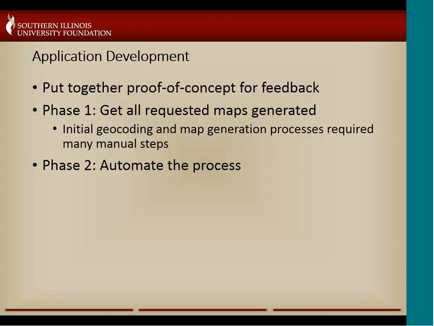In fact, Google won't allow us to store any data if we used Google to do our geocoding. They say you cannot store that information because that's their information, which is why we went with Smarty Streets.